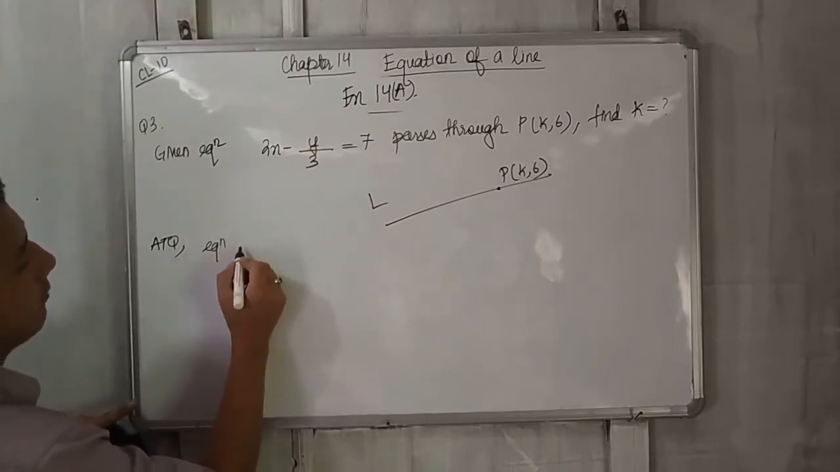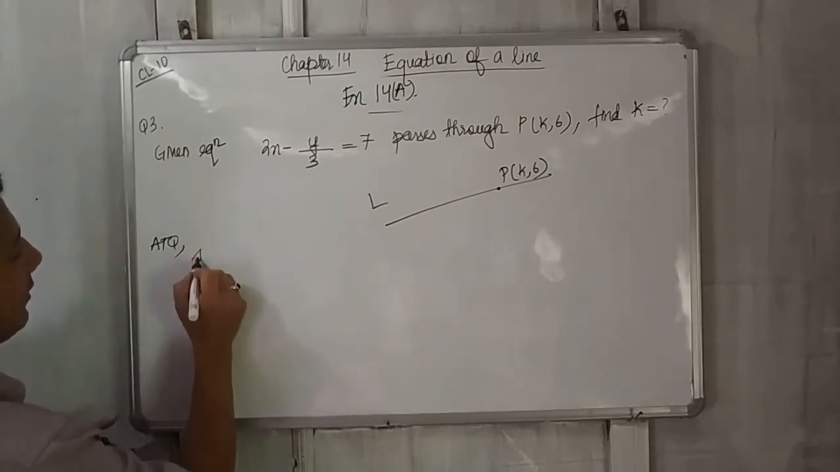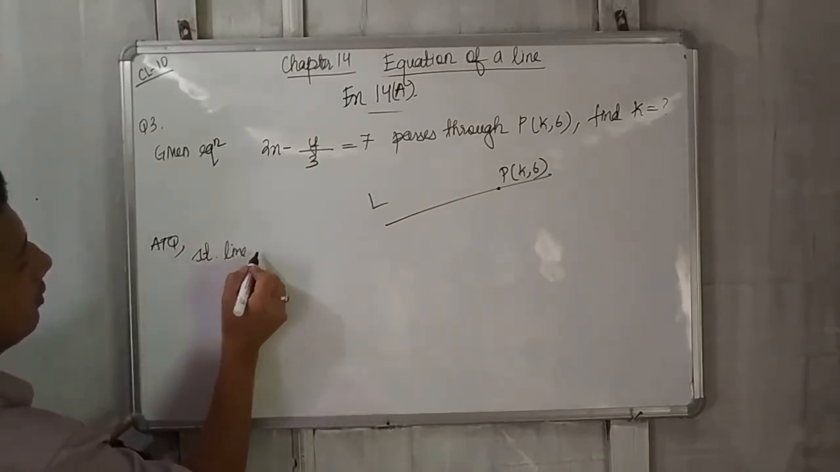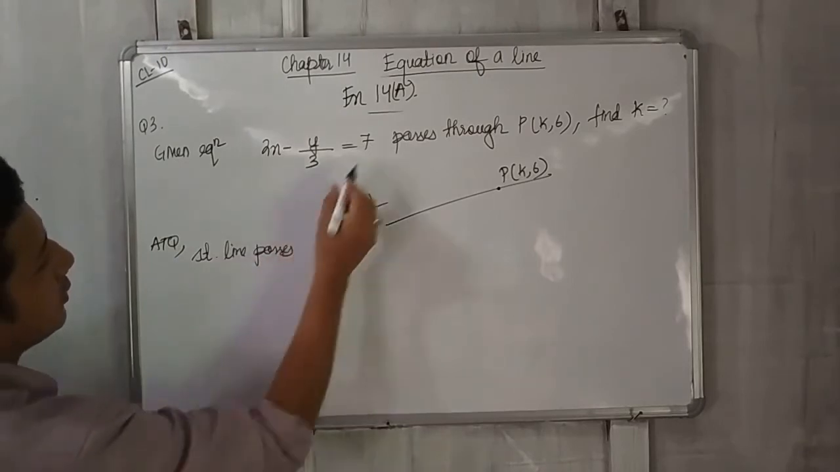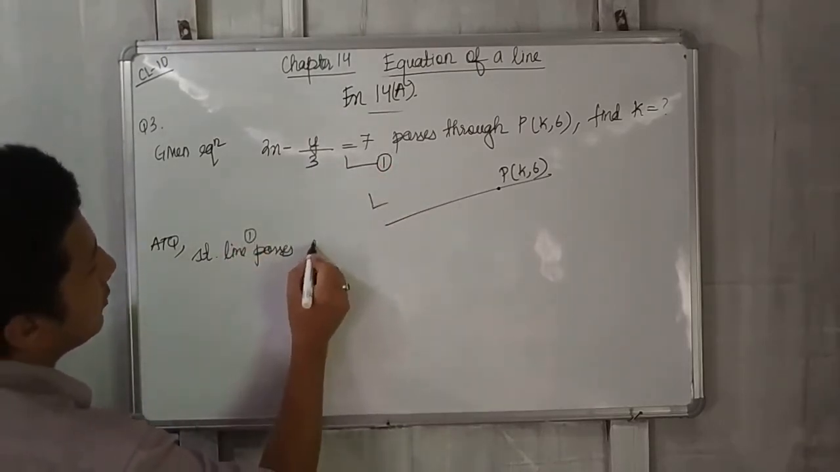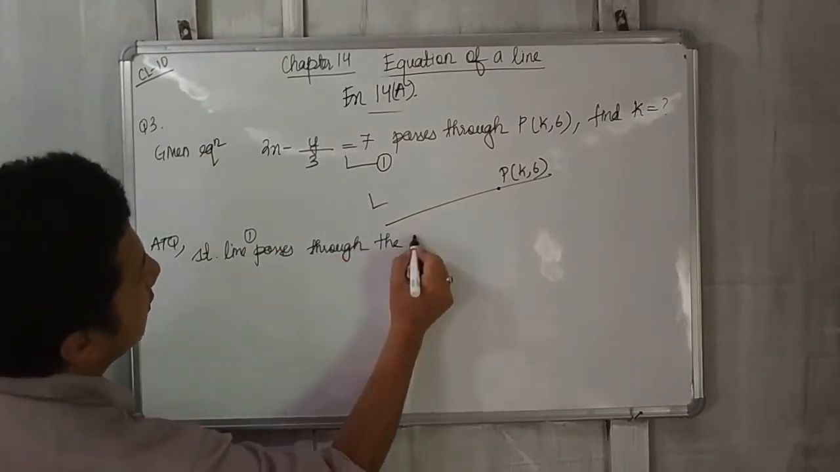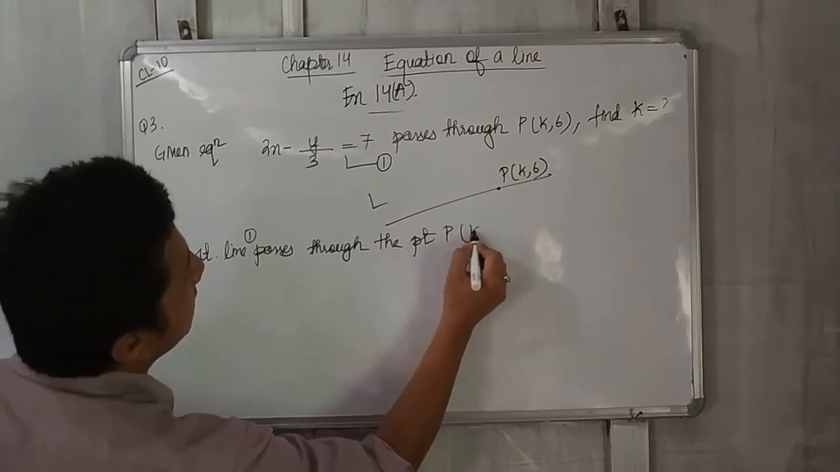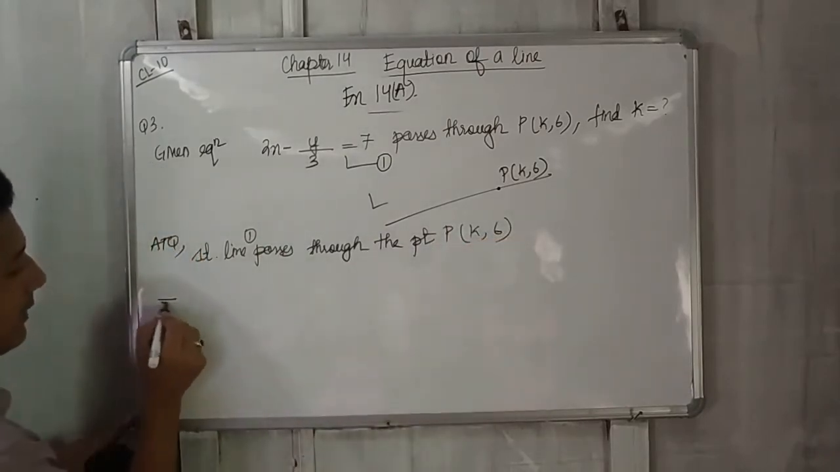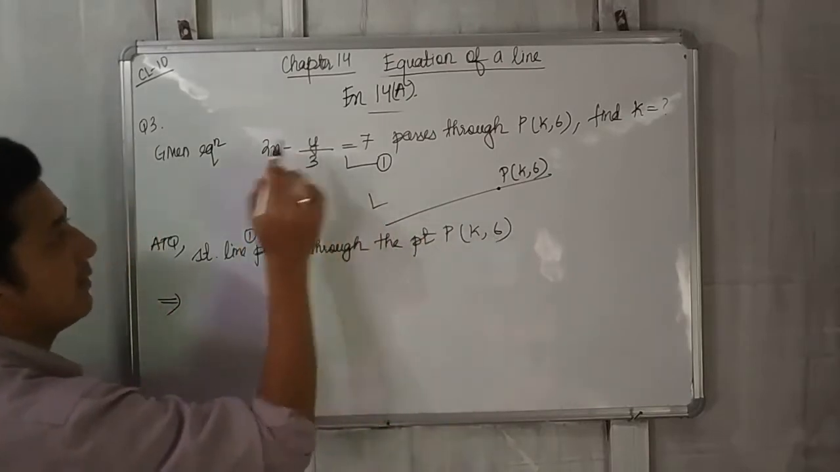Okay, according to the question, the straight line, let us keep it as equation number 1, passes through the point P, (k, 6). Therefore, what does it imply? This k must satisfy x and this 6 must satisfy y.